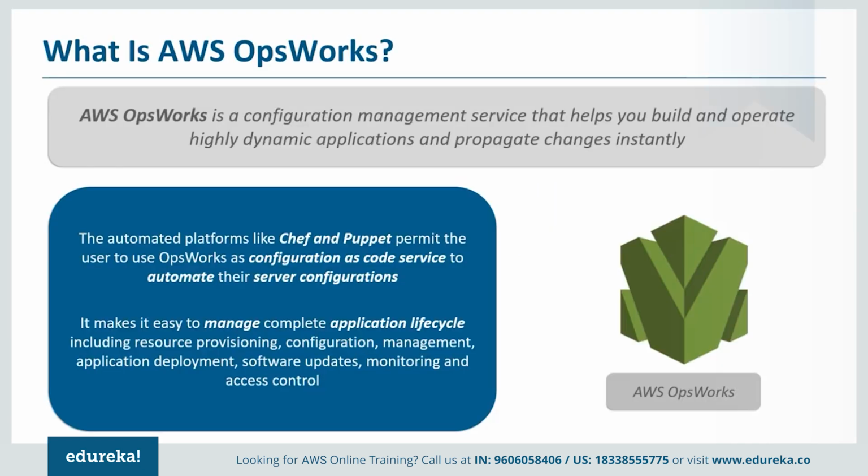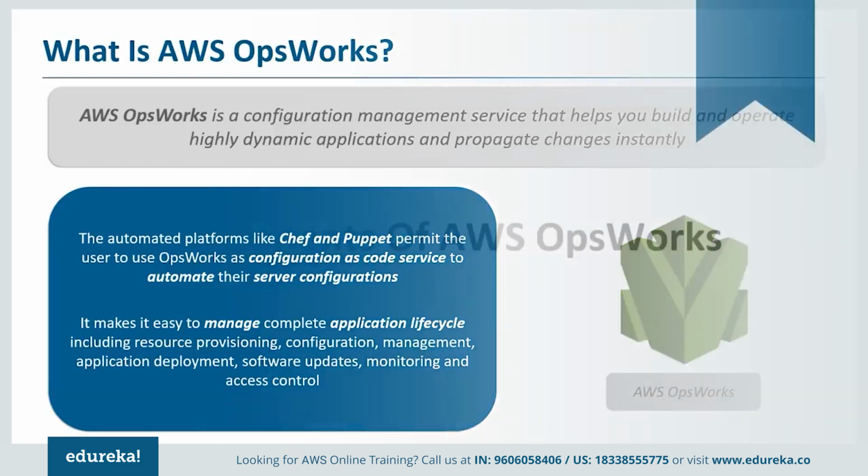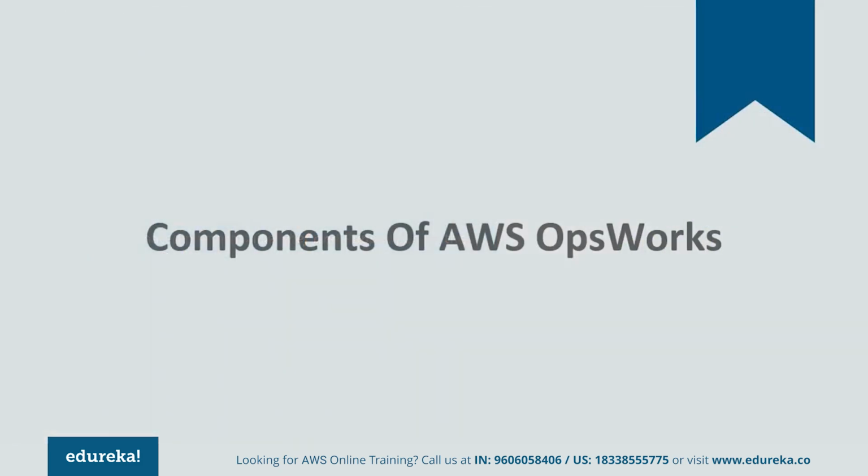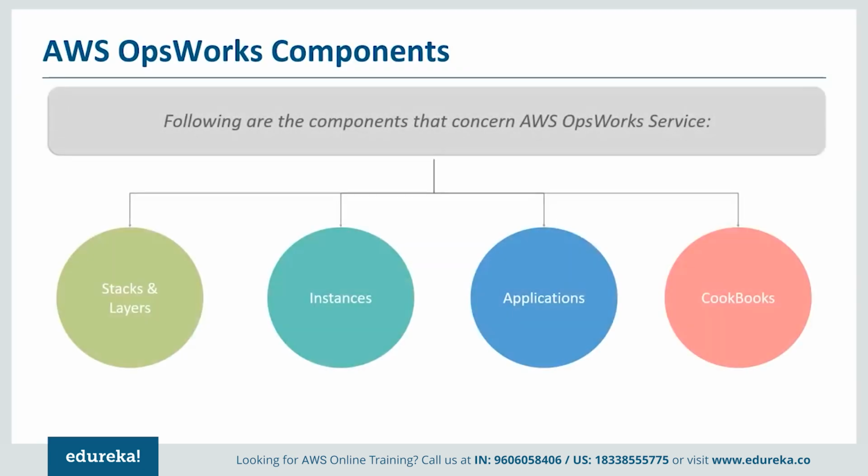We've already looked into the details of what AWS OpsWorks is. Let us take a look at certain components that are important to this particular service. So the following are the components that this service focuses on. You have stacks and layers, then you have instances, applications, and cookbooks. Let me throw some light on each of these terms individually.